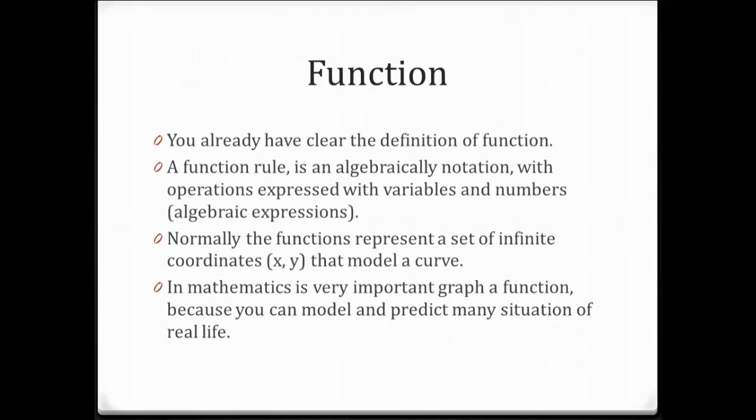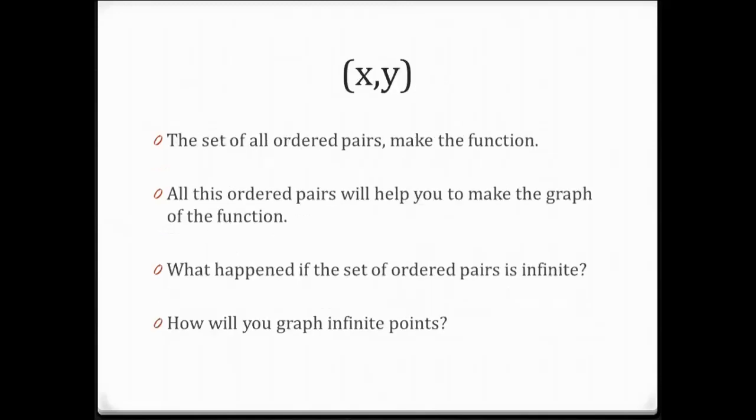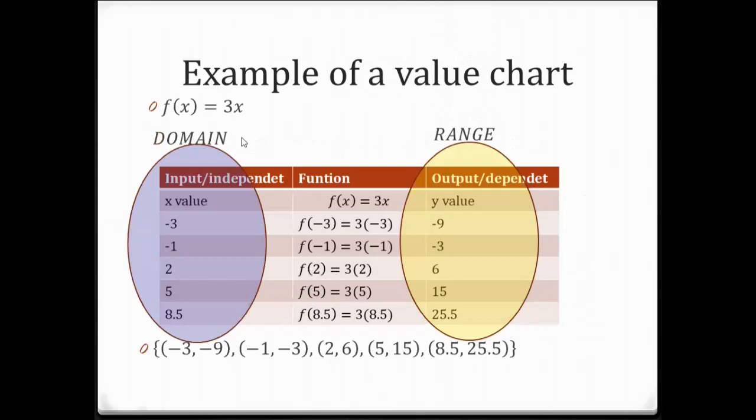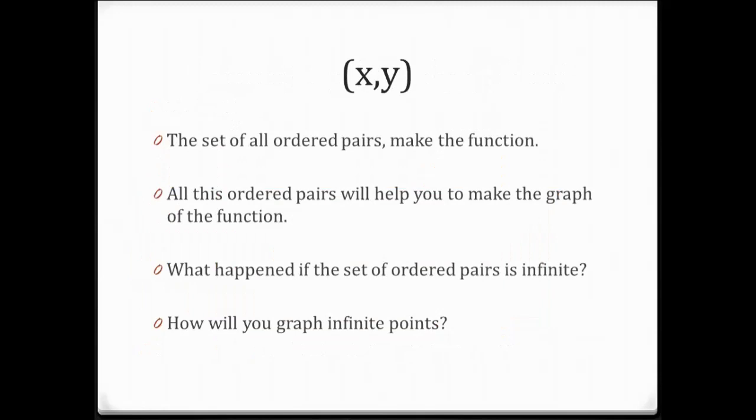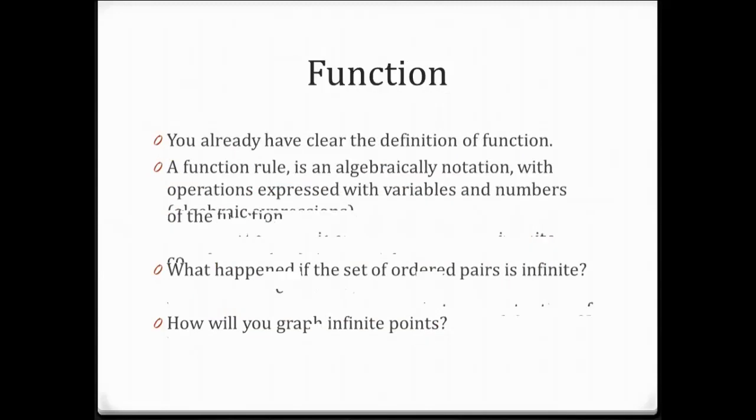Okay, function. You already have the definition of function clear, which is that for each element of the domain corresponds exactly one element in the range. I will not talk about this again because it's something you already know. But a function rule is an algebraic notation with operations expressed with variables and numbers, algebraic expressions, of course. This function rule is related with what I showed you here. For example, a function rule here is 3x, and normally in the exercise this is given, but it's something you can discover too, and we will do it at the end with one topic called arithmetic successions, and it's very interesting too.